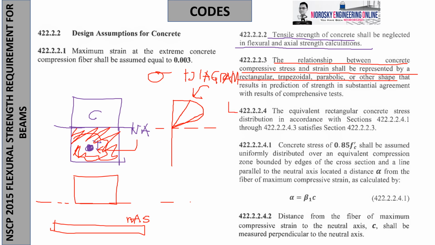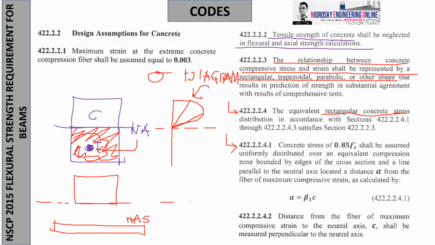Now, 422.2.2.4 says that the equivalent rectangular concrete stress distribution in accordance with sections 422.2.2.4.1 through 422.2.2.4.3 satisfies 422.2.2.3. This only means you can use the codes within the section if you are going to use only the rectangular stress block. If you do not use a rectangular stress block, you need to identify new calculations or new ways of calculating the strength requirement, which would be a different testing methodology. So, to adapt most of the Chapter 4 topics, you need to start with the simple analogy that the stress block is rectangular. I will explain again in our next video lecture how we consider it as a rectangular concrete stress block.